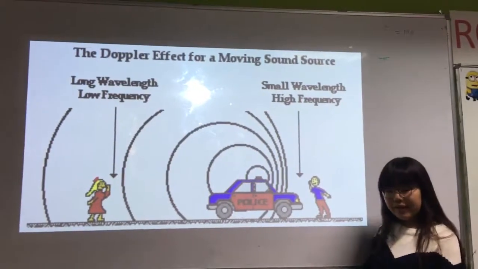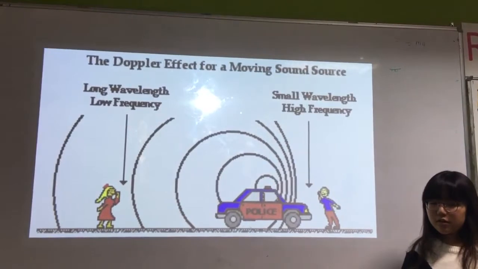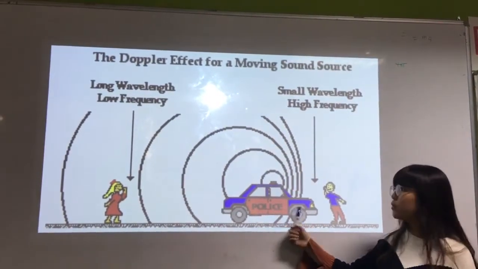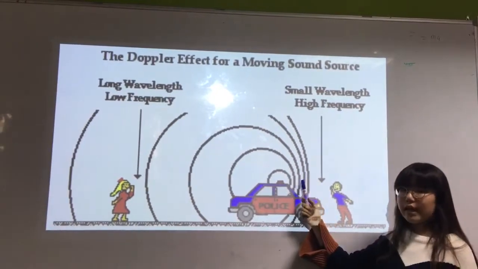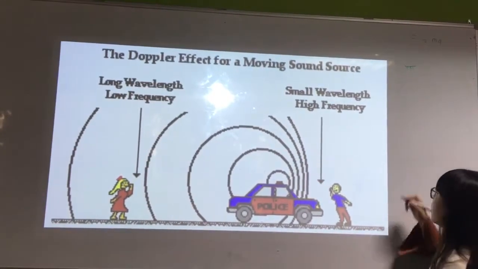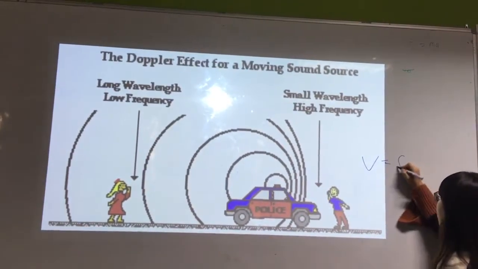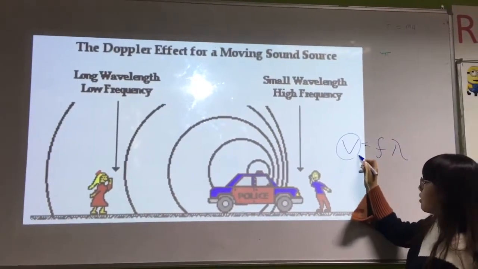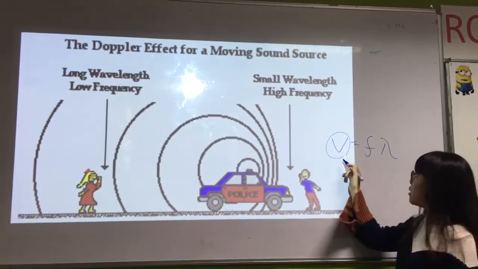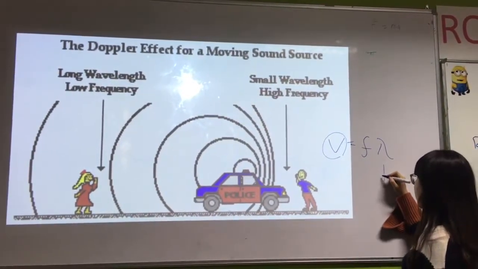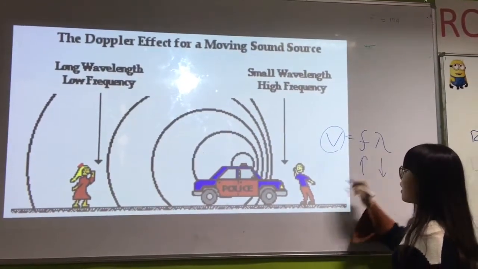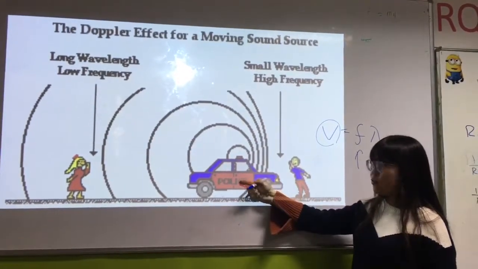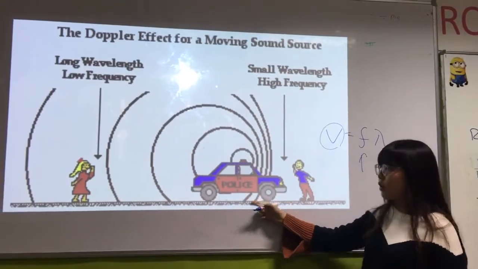The Doppler effect is the change in wave frequency resulting from motion of the source or observer. Since the police car is moving towards the boy, the waves are getting compressed. According to this equation, the velocity of the source remains constant. So as the wavelength decreases, the frequency will increase, and what the boy hears will be of higher frequency than the frequency that's actually generated by the police car.